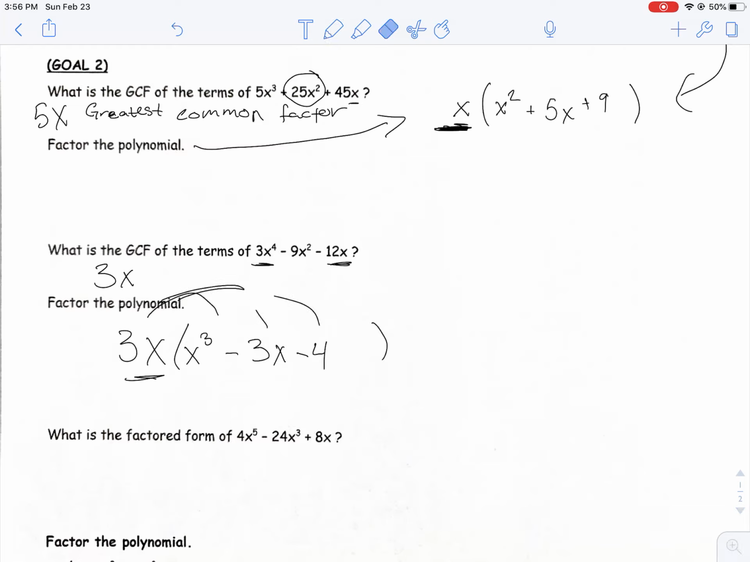We could redistribute those in, and it would get us the same thing. So that's a good way to actually check your work. If you wanted to distribute it back out and see if it worked, you could do that.